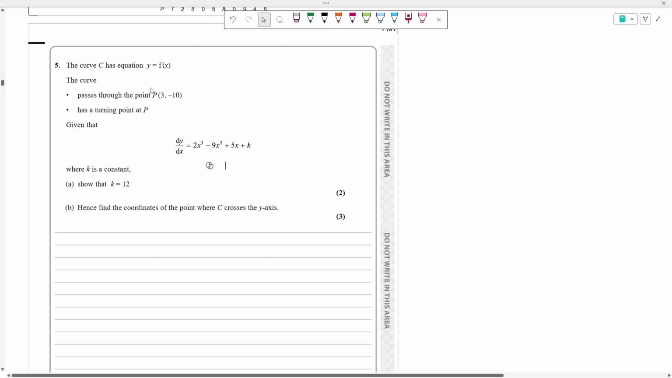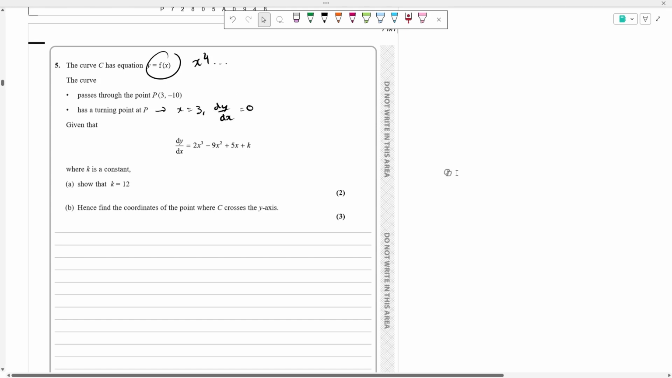Question 5. The curve C has equation y equals f of x, and we've got that it passes through the point 3, minus 10, and it has a turning point at P. So that means that when x is equal to 3, our dy by dx must equal 0. Given that our dy by dx, so we've been given a dy by dx equation, is equal to 2x cubed minus 9x squared plus blah blah blah, this is a cubic, we need to find that k is equal to 12. Okay. So this is actually a cubic equation. That means that our original equation is probably going to be x to the power of 4, maybe with some coefficients or whatever. All right, I'm going to start with this information actually.